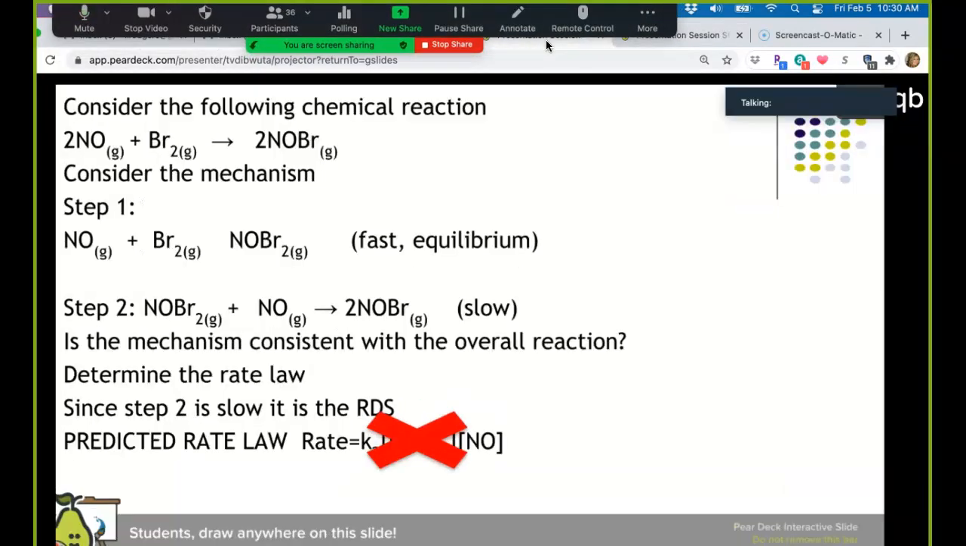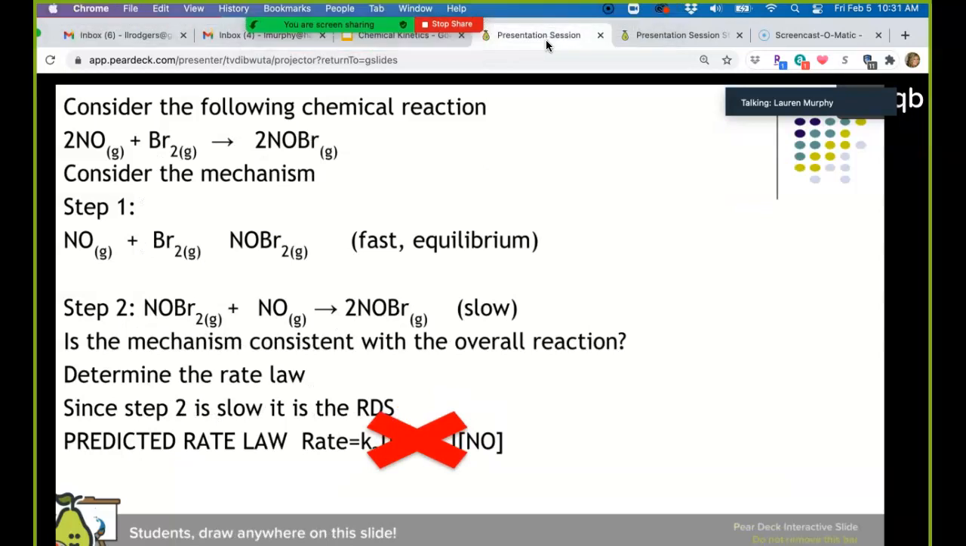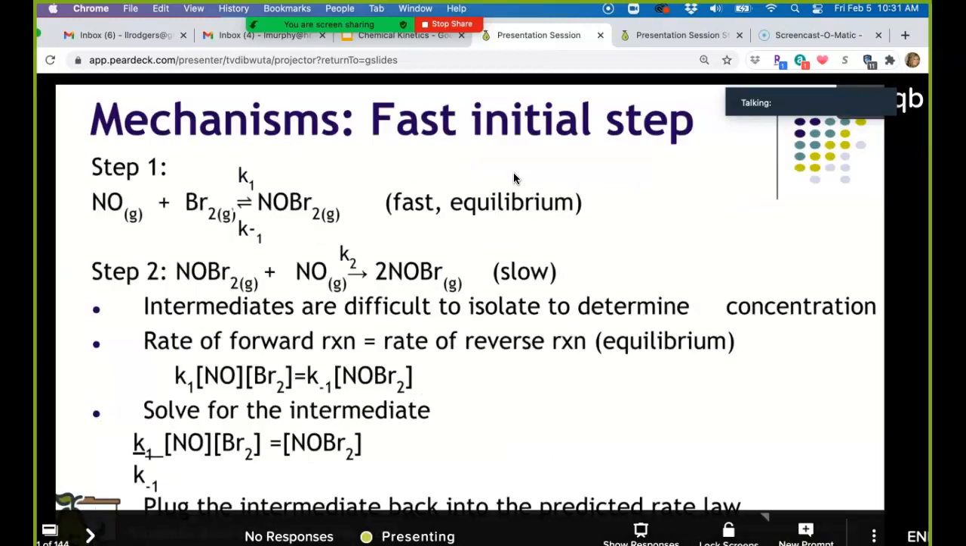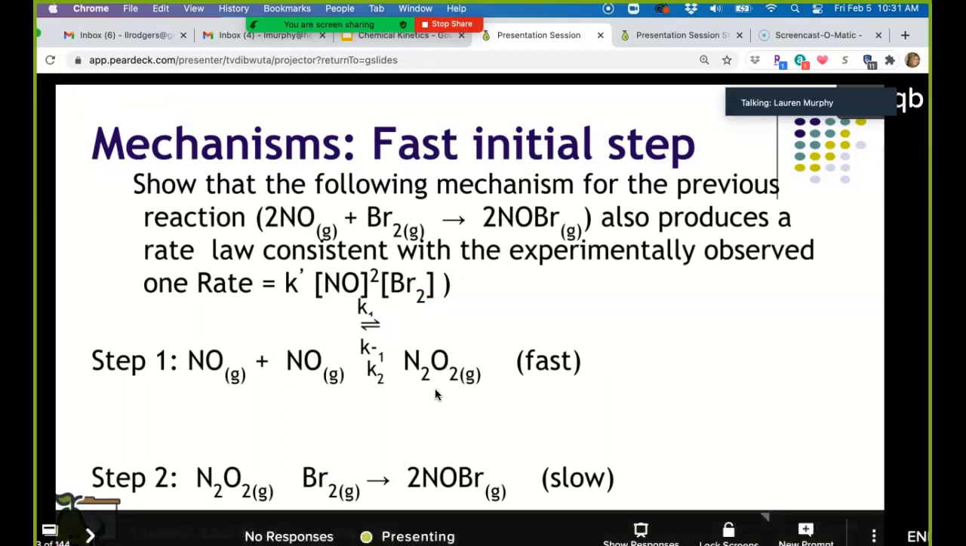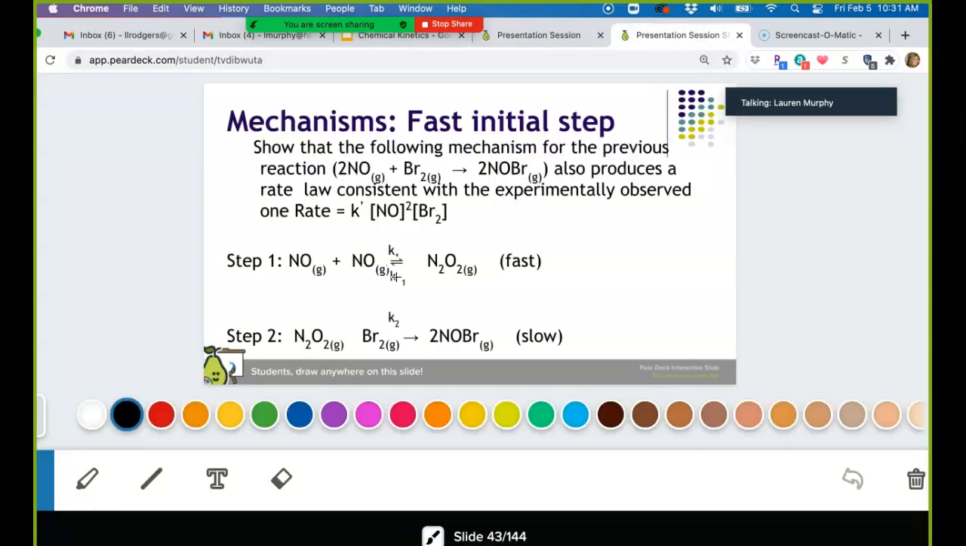Okay, let's try another one. These slides right here are just everything I just did, worked out for you. All right, so here we go. Here's this reaction. Show that the mechanism is also, so this is a different proposed mechanism for the same exact rate law we just did, and we're going to prove that this is another possibility. Sorry, my formatting is a little bit off. Here's your K2, here's your equilibrium, okay?